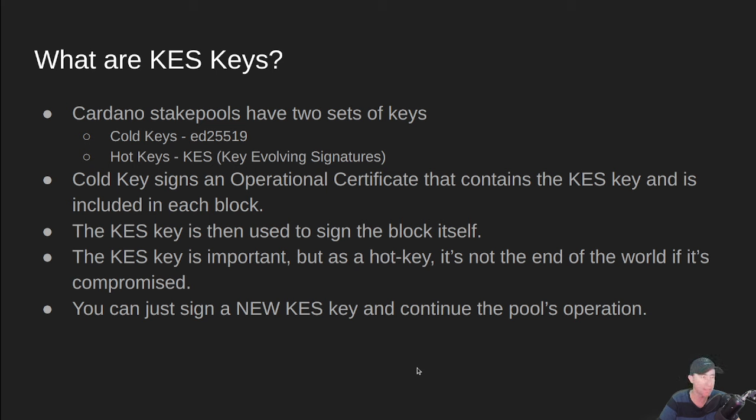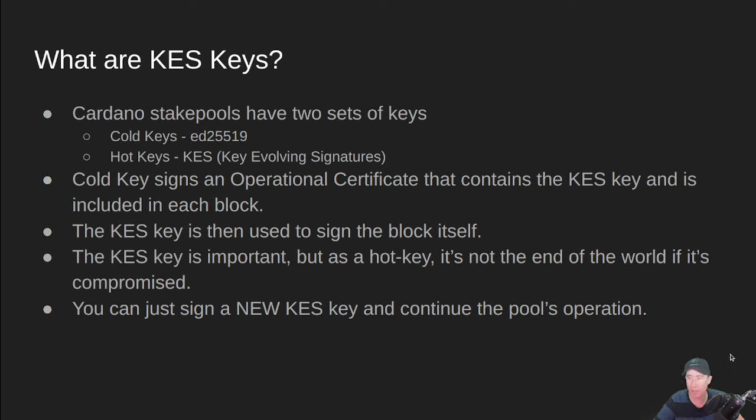These keys have a self-destruct mechanism built into them, so they only last so long. How this works is the cold key signs the pool's operational certificate, and the operational certificate contains the KES key that is then included in each block. This operational certificate is included every time your pool makes a block. Then the KES key is used to sign the block itself.